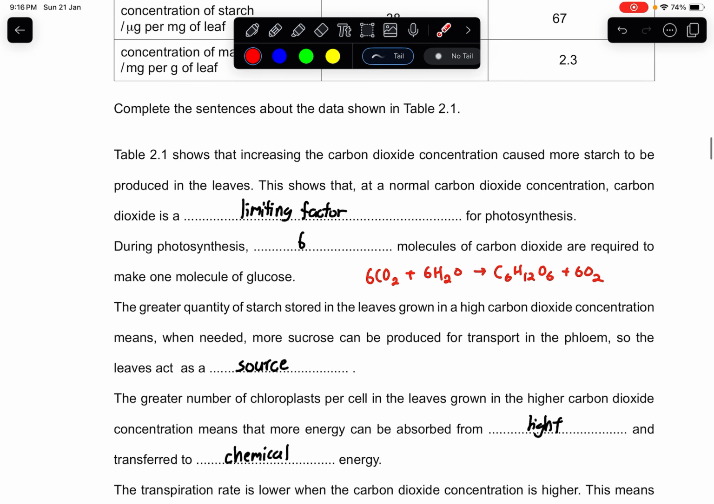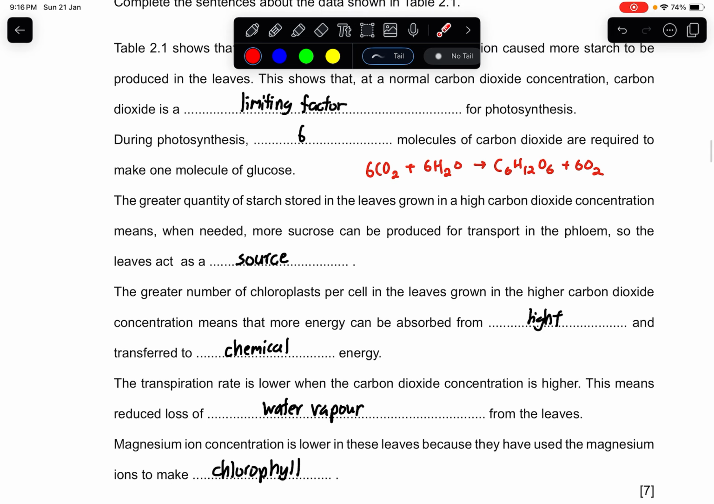Okay, the greater quantity of starch stored in the leaves grown in a high carbon dioxide concentration means that when needed, more sucrose can be produced for transport in the phloem. So the leaves act as a source. So why is it a source? Because it will be used to transport. So the source will help to supply what the plant needs.